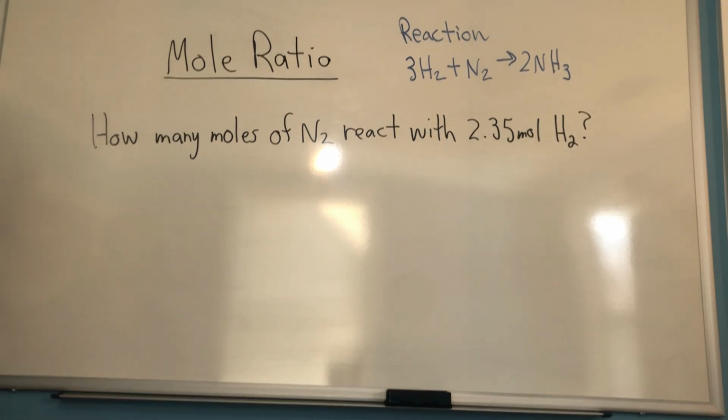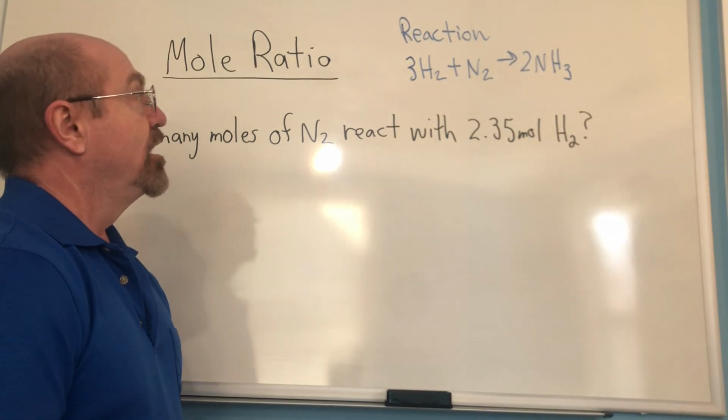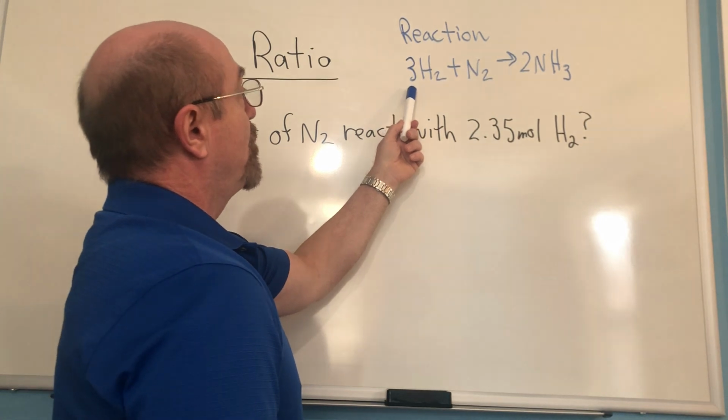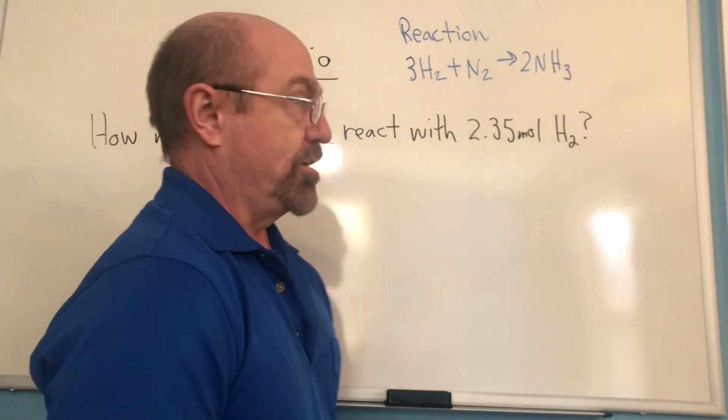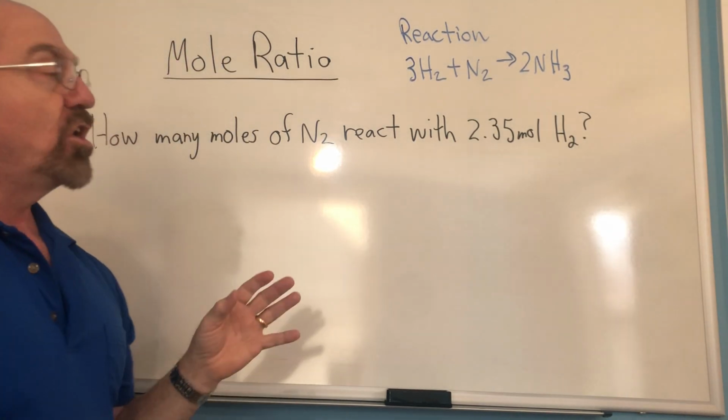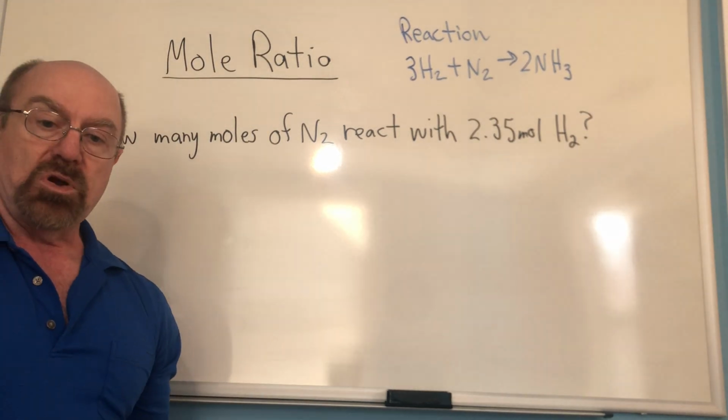So in this video, I want to show you how to solve mole-to-mole problems using the mole ratio. Now, before you can solve any quantitative question in chemistry, you have to have a balanced chemical equation. So here we can see for every 3 hydrogen, we need 1 nitrogen, and it will make 2 ammonia. Now, remember, the coefficients are ratios of numbers.